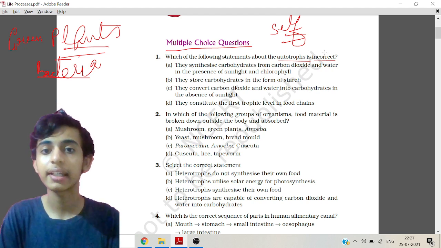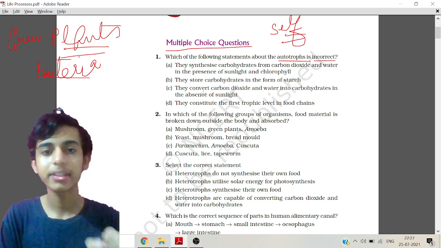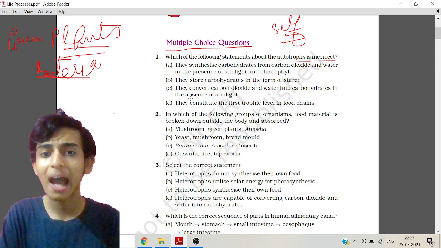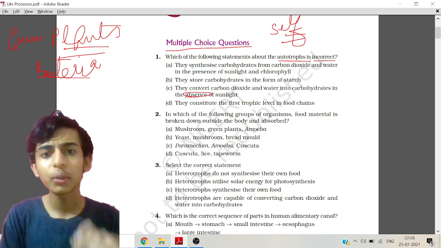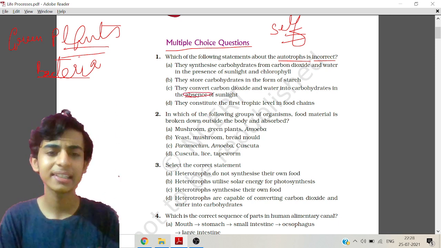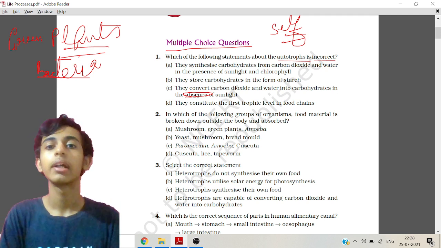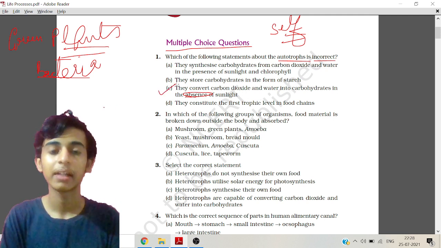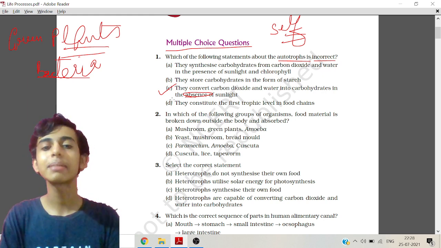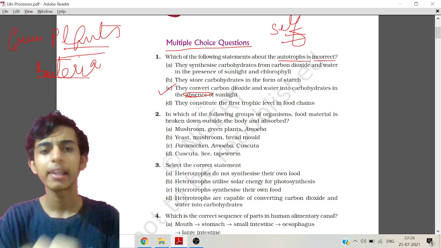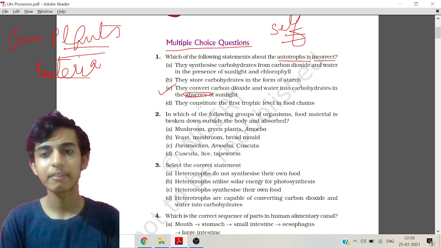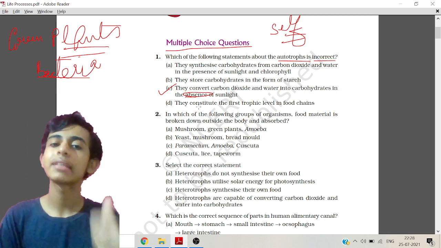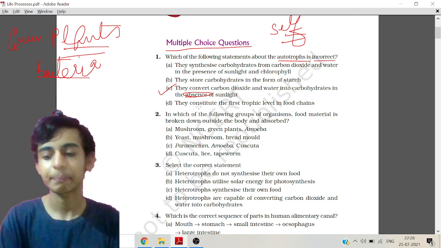You have to find the incorrect statement. Just read the third statement. They convert carbon dioxide and water into carbohydrates in the absence of sunlight. Do you think in the absence of sunlight this can happen? No. It means this is a wrong statement. So your answer becomes C. But even though we know the answer is C, at least give a reading to the last option. They constitute the first trophic level in the food chains, right? Absolutely correct. So the answer is C.